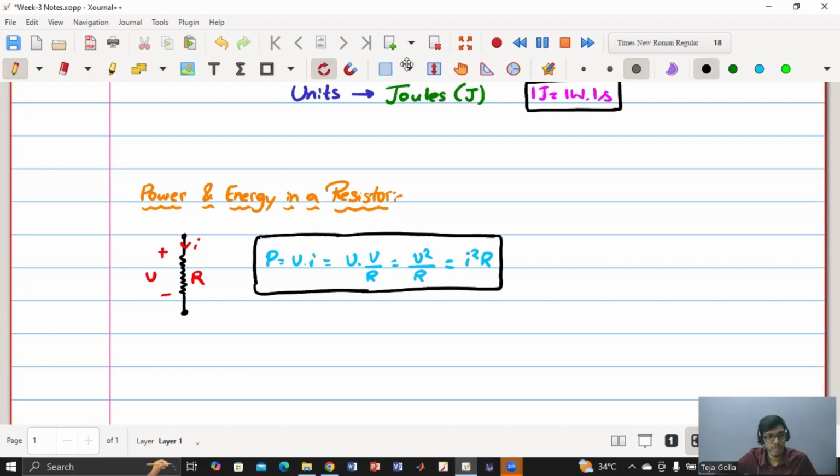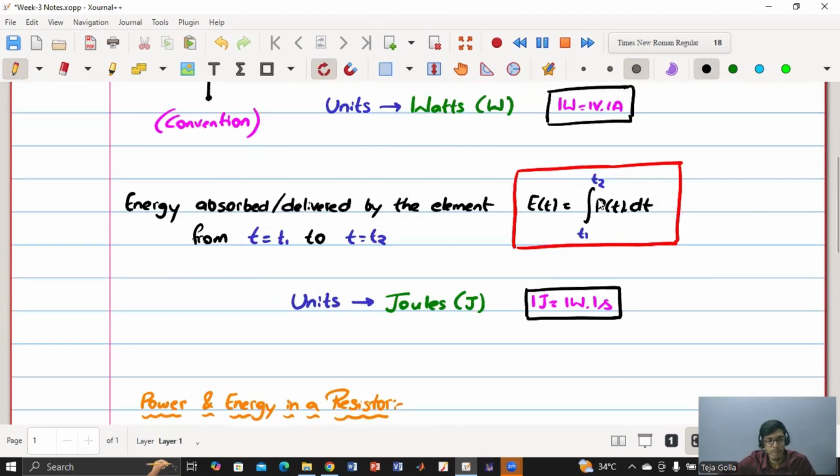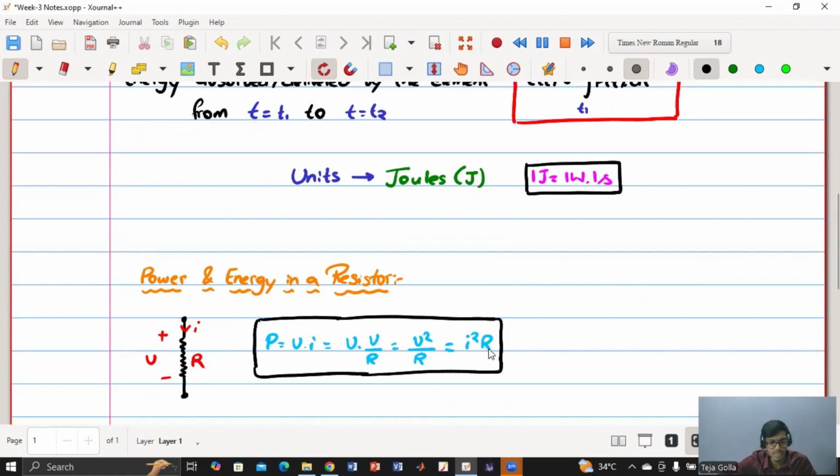According to this convention, whether the power is greater than zero or less than zero: resistance is positive, and I square is also a positive quantity because it's a square of a positive or negative number. So square of any real number is positive. So this is a positive quantity. Do you agree?